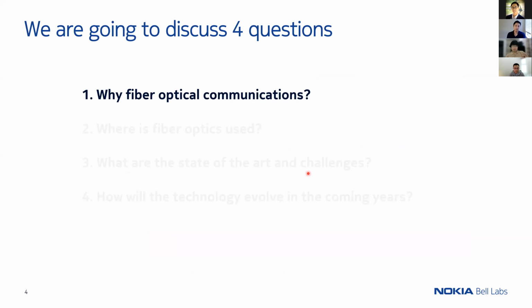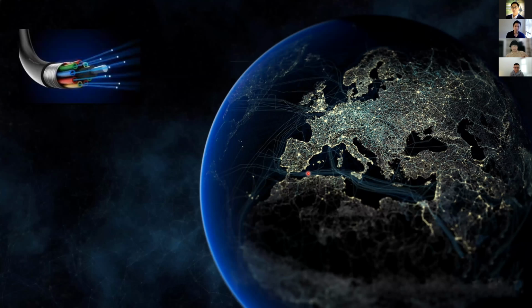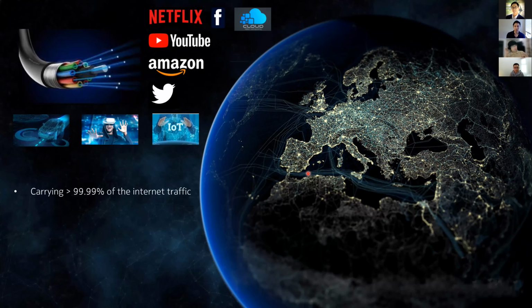So let's go back to the topic. The first question I would like to discuss is, why do we need optical communication? What is special about it? What you are seeing here is a picture showing a simplified map of the global optical communication network. This is truly the backbone of the internet, because it's carrying more than 99.99% of the global IP traffic. So this is pretty important for our economy and our life.